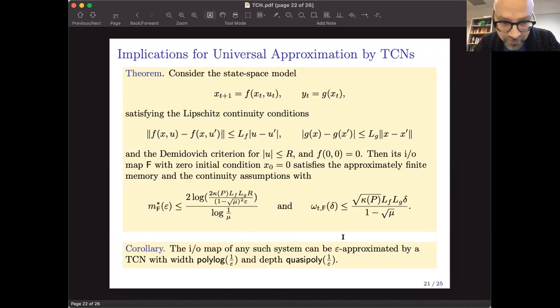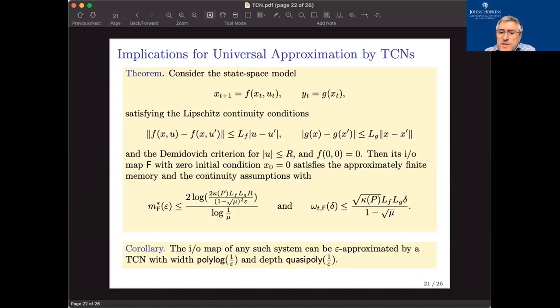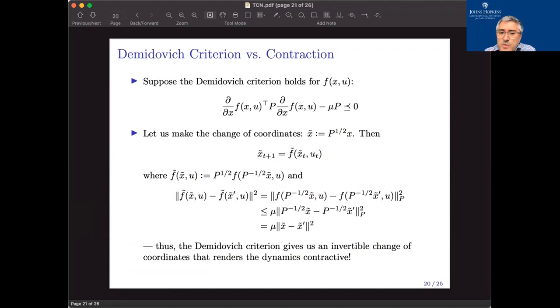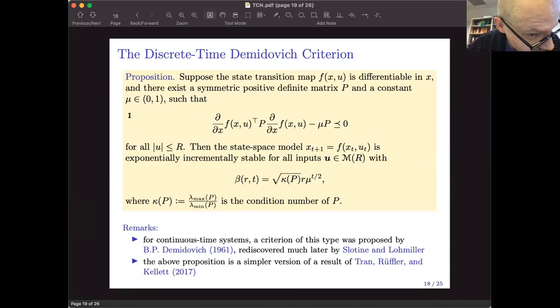Quick question. Can you comment a little bit more on the role of the parameter mu, which I think is the rate of the contraction? It seems to me that if mu is getting closer to one, then both the M and W estimates are not so well behaved. Yes, you want mu to be less than one. In fact, it's even stated here. If mu is one, it's not that interesting. You don't really get much. You don't get contraction, right?